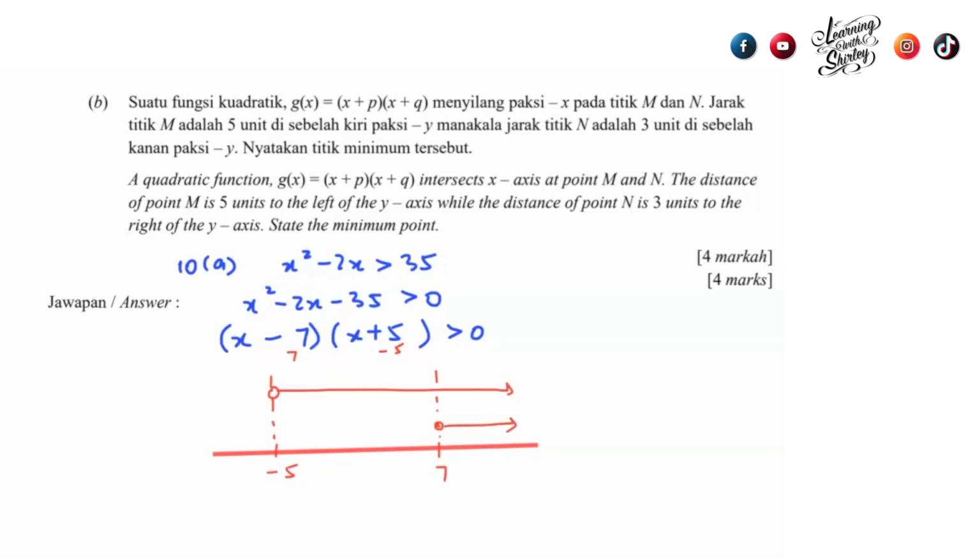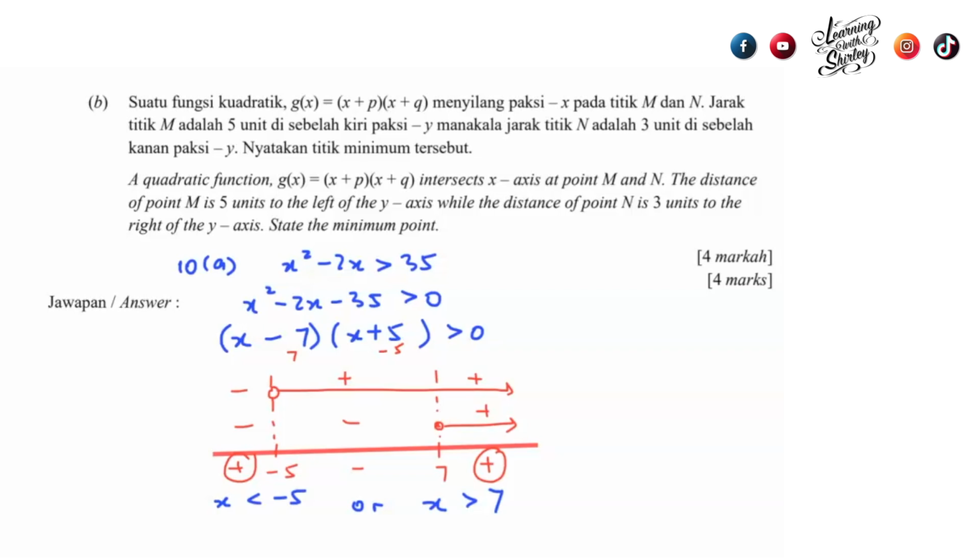The one without a line is negative, one line is positive, no line is negative. Got line, positive, got line, positive. So negative, negative, positive; positive, negative, negative; positive, positive, positive. We choose the one with the positive answer. So positive, positive, which means that our answer is x is less than -5 or x is more than 7. This is the answer for 10a.